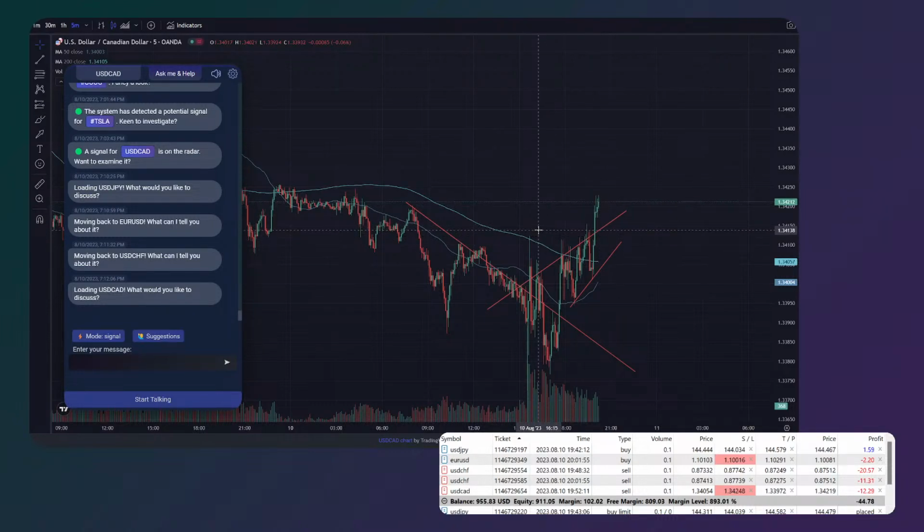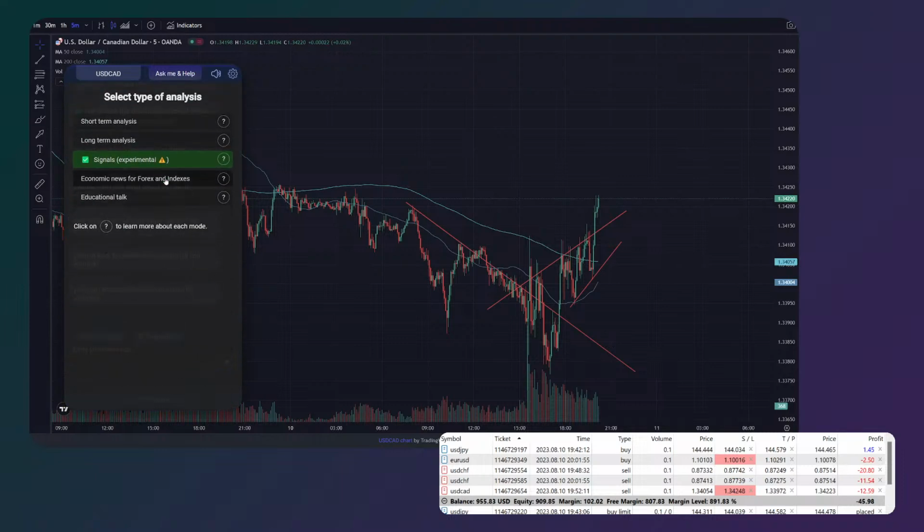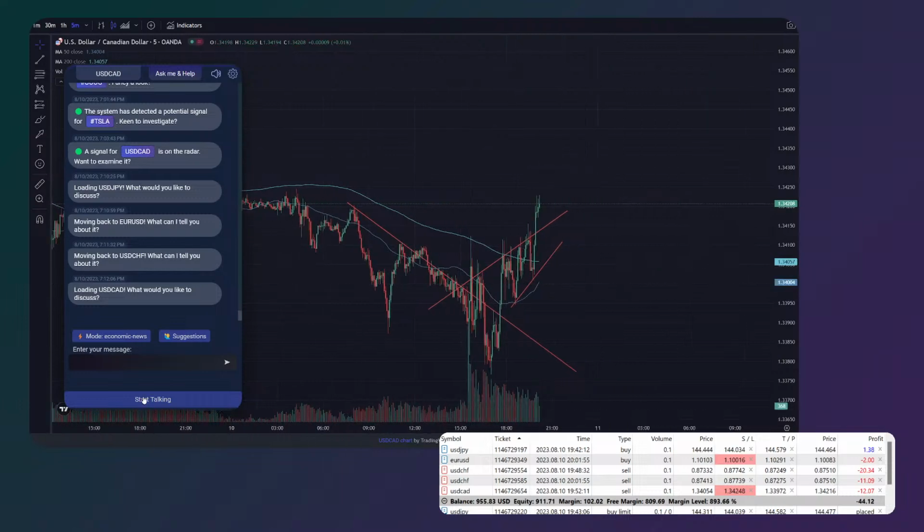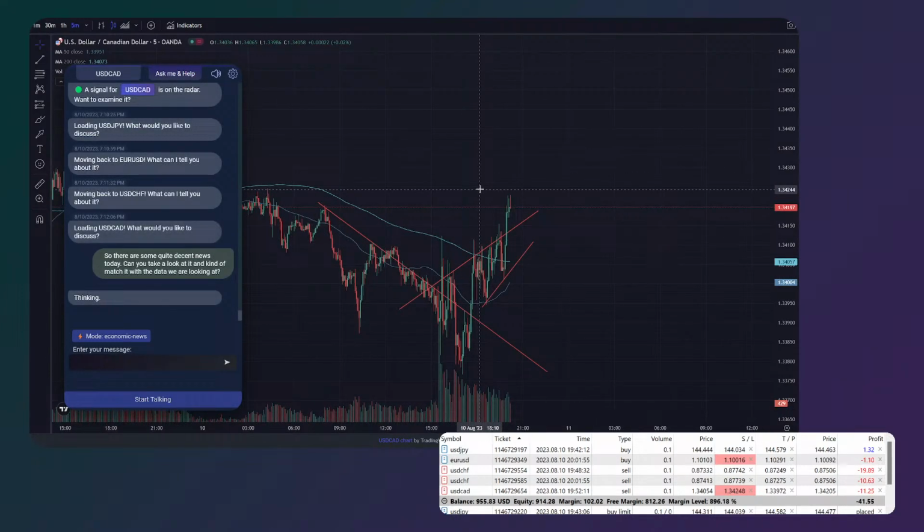I think it's also connected with the news because the AI understands the news. When you switch to the mode with the economic news, you can get some relations to what happened today. There is some quite decent news today. Can you take a look at it and match it with the data we are looking at? Let's see what the AI tells us about this one.